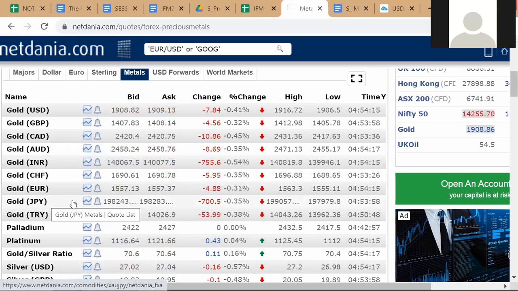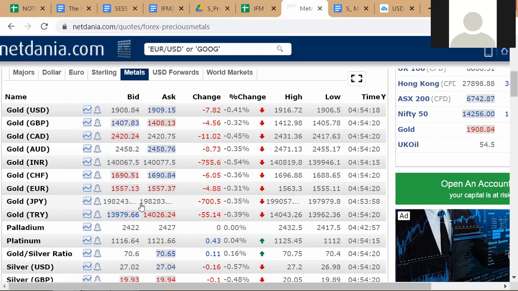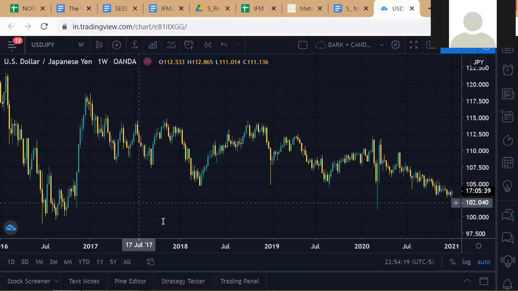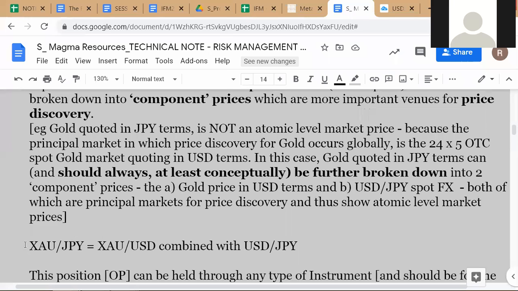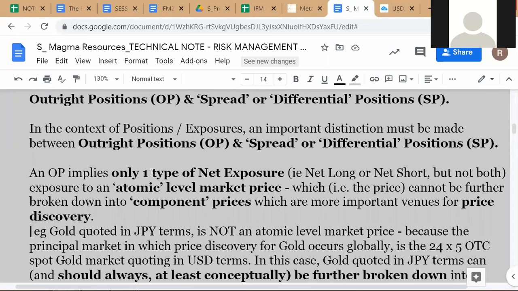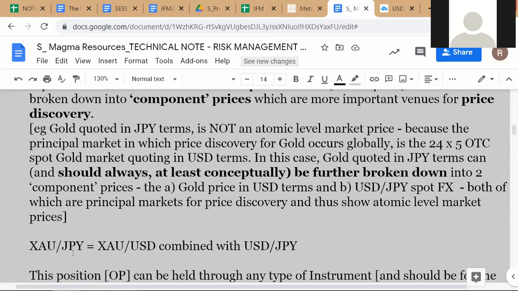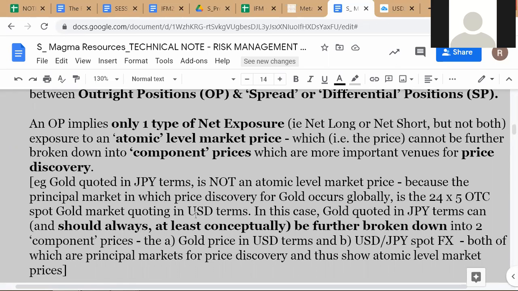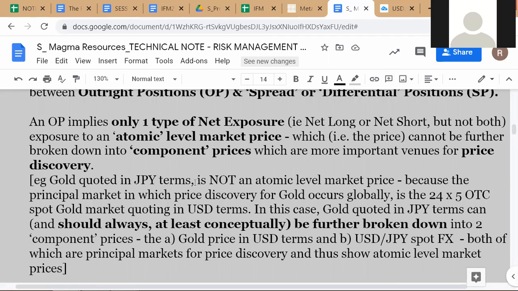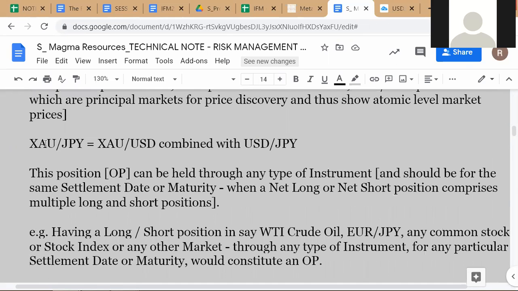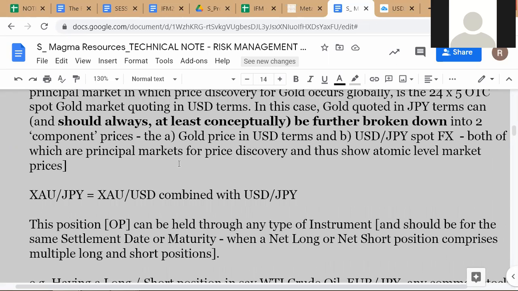So when you're managing risks in these kinds of markets, you don't call this a primary market for price, and you don't call this an outright position. A position in gold yen is not to be referred to as an outright position, because an outright position is a type of net exposure. Let's say you have a net long in the gold yen market. This is not to be treated as an outright position, because XAU JPY is not an atomic level market price.